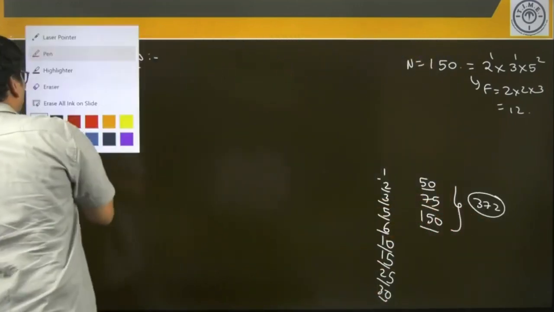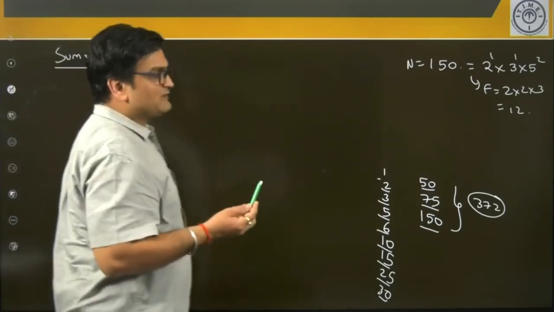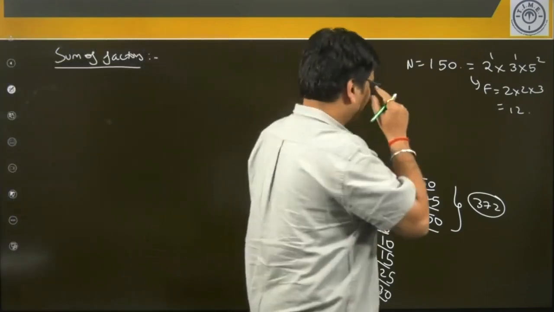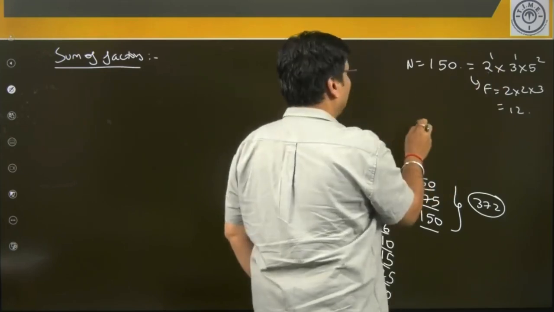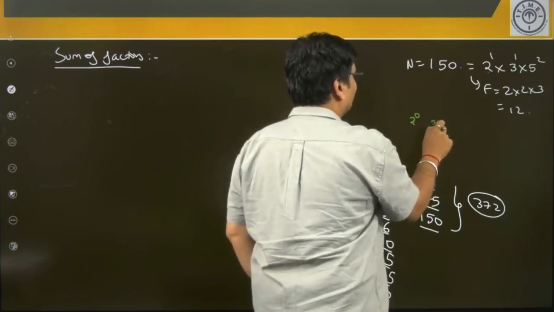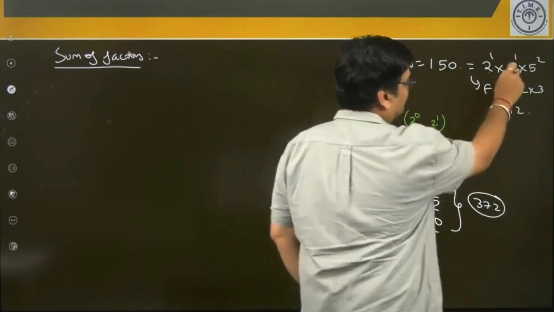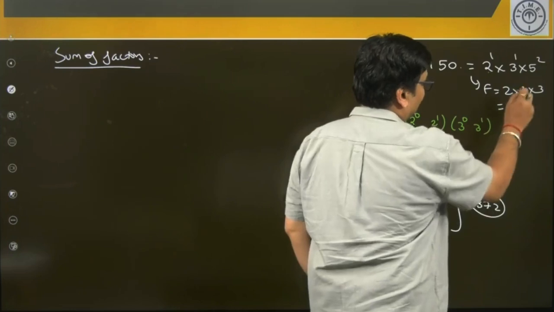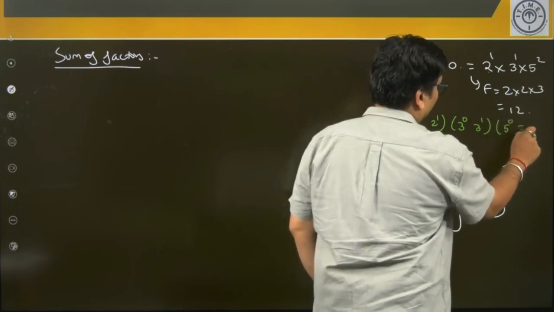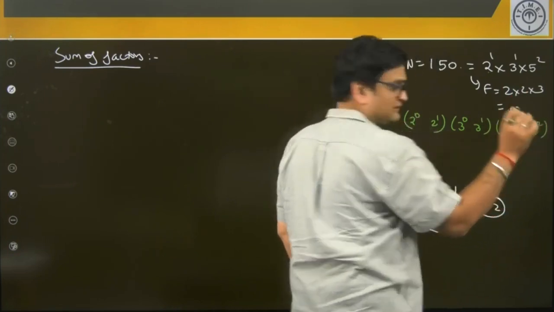Now can there be an alternate way, a better way of getting to the answer or not? Let us try to understand. Please notice, what will be the possible factors of 2 power 1? So it's only 2 power 0, 2 power 1, right? For 3 power 1, 3 power 0, 3 power 1, that's it. 5 power 2, 5 power 0, 5 power 1, 5 power 2, right?